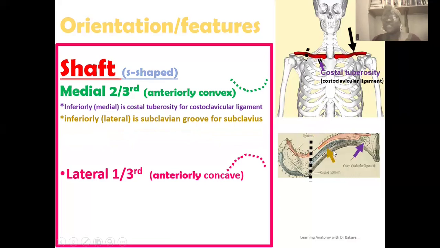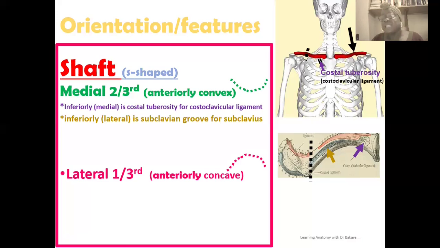Remember, we said that this image here is exposing the inferior border of the medial 2/3 of the clavicle. So if you go more laterally from where you have the costal tuberosity, you have a groove that is created for the subclavius muscle. Remember, sub is below, clavicle, which means a muscle that is located below the clavicle.